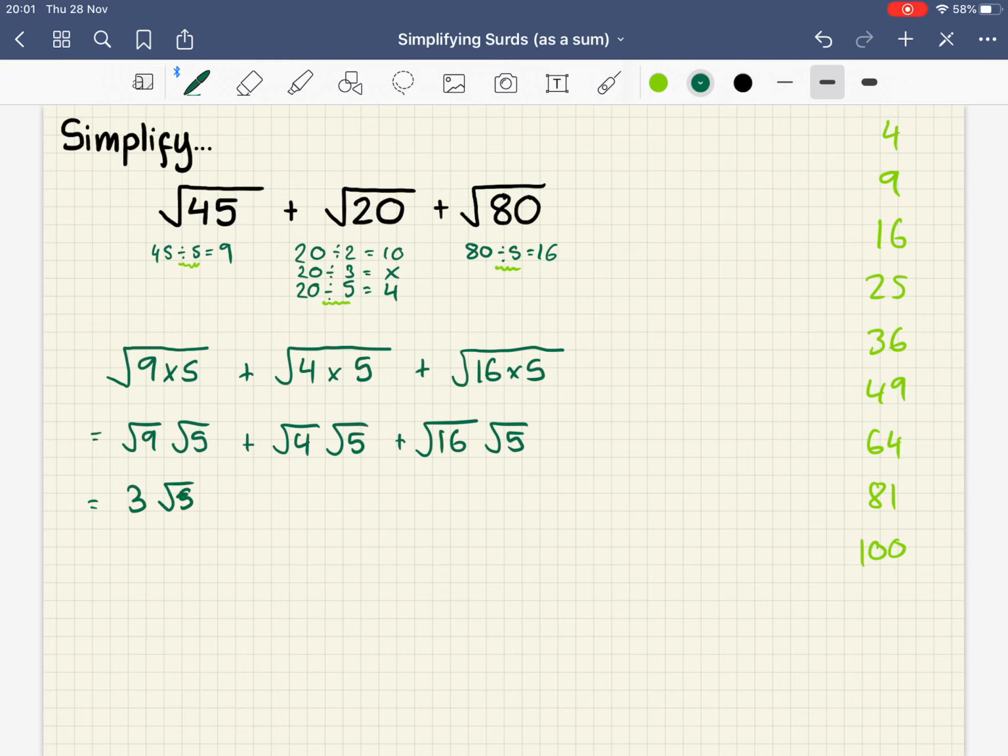Square root of 9 is 3. Square root of 4 is 2. Square root of 16 is 4. Adding up all my numbers at the front here, I've got 3, add 2, which is 5, add the 4 gives me 9. So that's going to be 9 root 5.